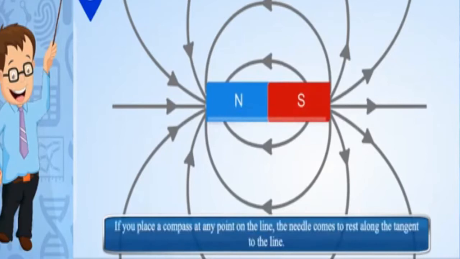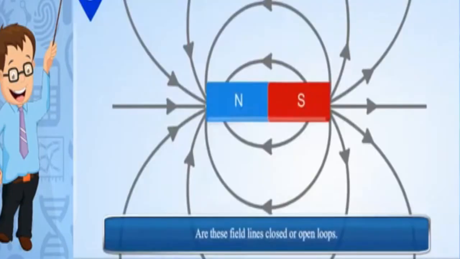If you place a compass at any point on the line, the needle comes to rest along the tangent to the line. So, we conclude that the tangent drawn to the field line at a point gives the direction of the field. Are these field lines closed or open loops?